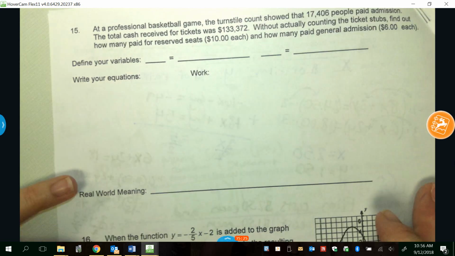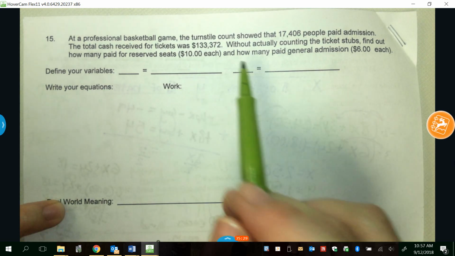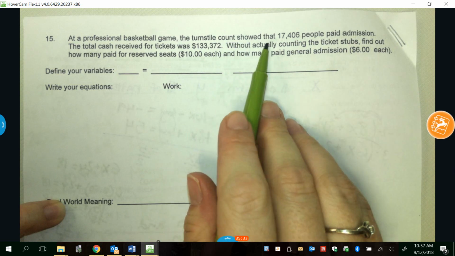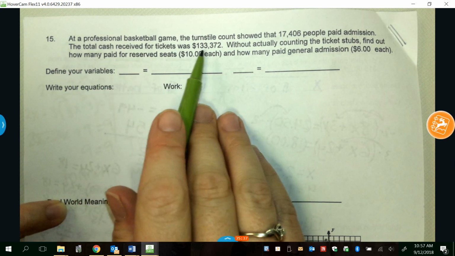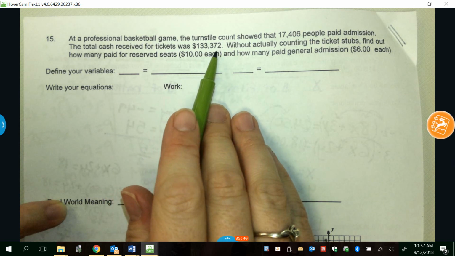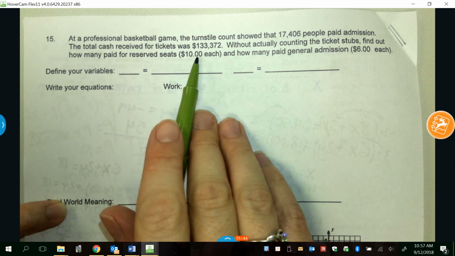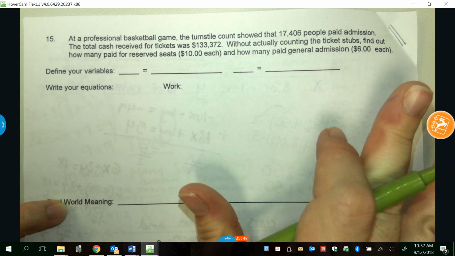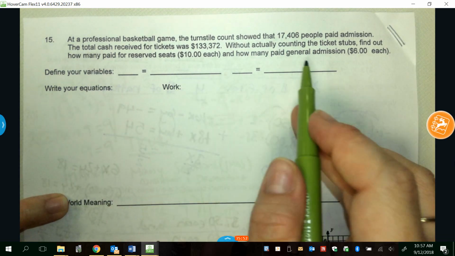So last page, number 15. At a professional basketball game, the turnstiles, guys, are those things you walk through and they flip and they count how many people come in, show that 17,406 people paid admission. The total cash received for tickets was $133,372. Without actually counting the ticket stubs, find out how many paid for reserved seats, which were $10 each, and how many paid general admission for $6 each. So those are the only two options. And it wants us to know how many reserved seats and how many general seats.